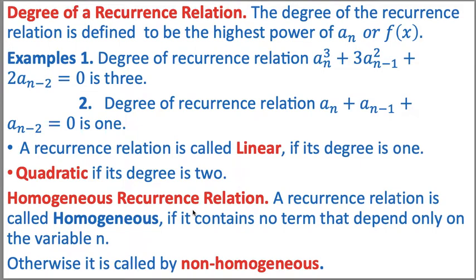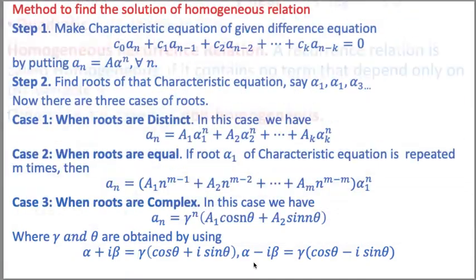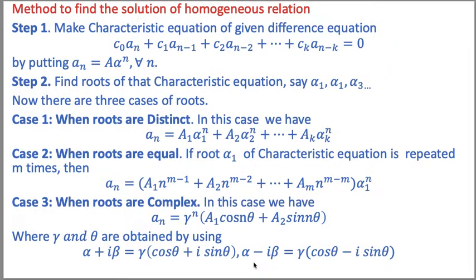Now what is a homogeneous recurrence relation? A recurrence relation is called homogeneous if it contains no term that depends on the variable n. Otherwise it is called non-homogeneous. Now we will discuss a method to find the solution of a homogeneous recurrence relation.